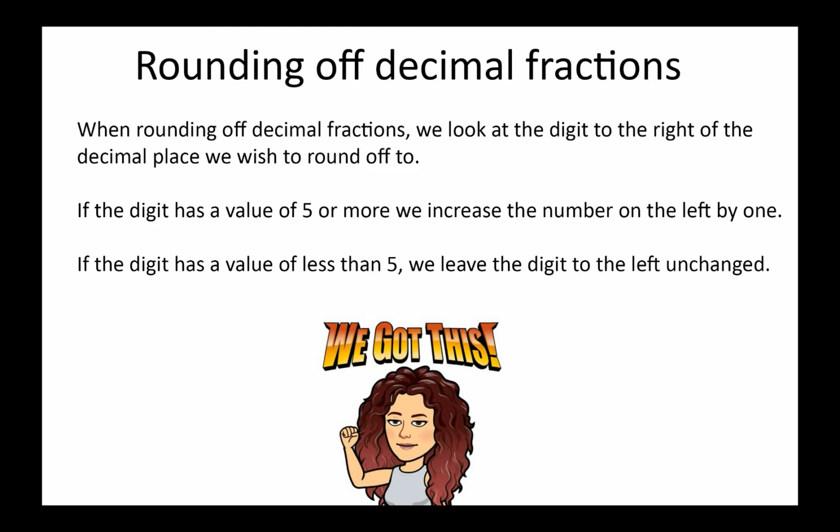When rounding off decimal fractions, we look at the digit to the right of the decimal place we wish to round off to. If the digit has a value of 5 or more, we increase the number on the left by 1. If the digit has a value of less than 5, we leave the digit to the left unchanged. And I'm going to explain that to you with some examples.